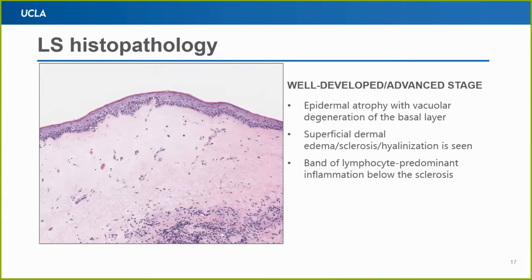When we see the clinical history of rule out LS, we all wish for this type of classic well-developed case. We see some suggestion of vacuolar change at the basal layer, homogenized dermal collagen, and underlying lichenoid lymphocytic inflammation. So this is classic. But that's not always the case, unfortunately.